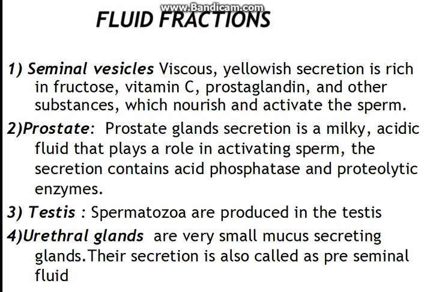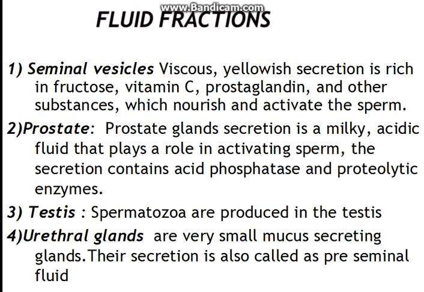So, what are the fluid fractions present in the seminal fluid? They are derived from seminal vesicles, prostate, testis, and urethral glands. So, from the seminal vesicles, there is a viscous yellowish secretion which is rich in fructose, vitamin C, and prostaglandin, and they help to nourish the sperm.